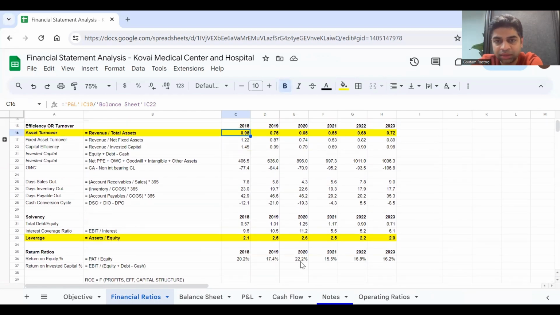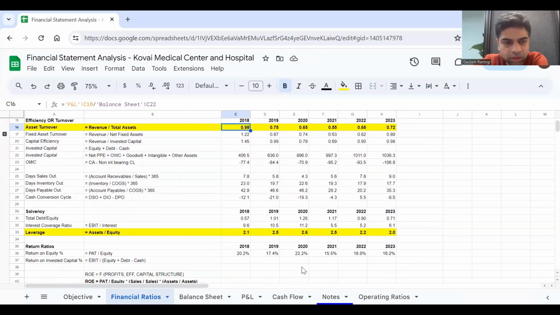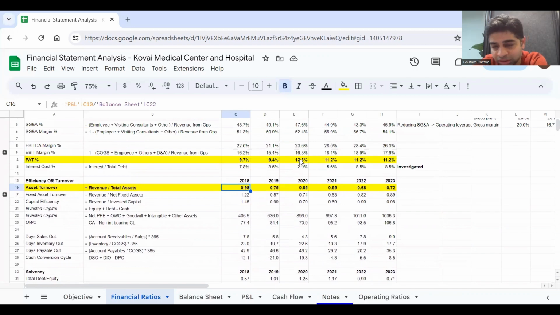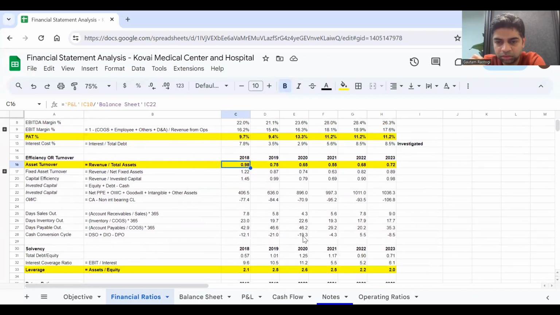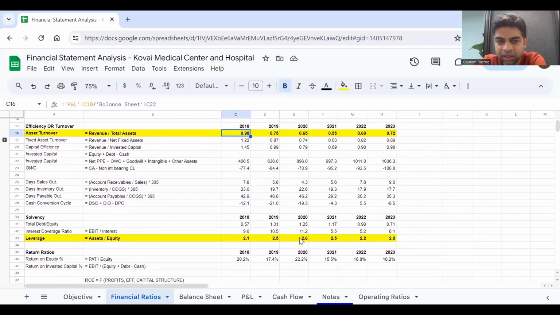And the reason we see that in 2020 it spiked up is that margins in this particular year were high, so it more than offset the low asset turnover, and also leverage in that year was high.